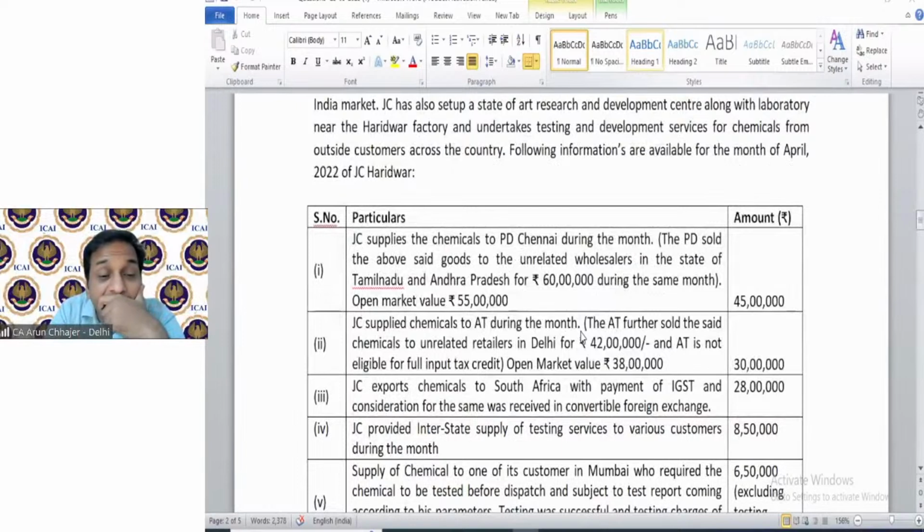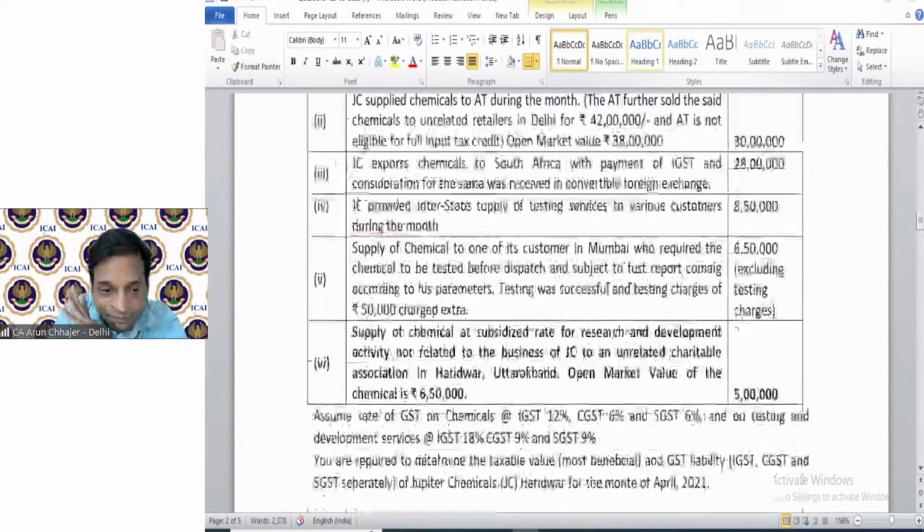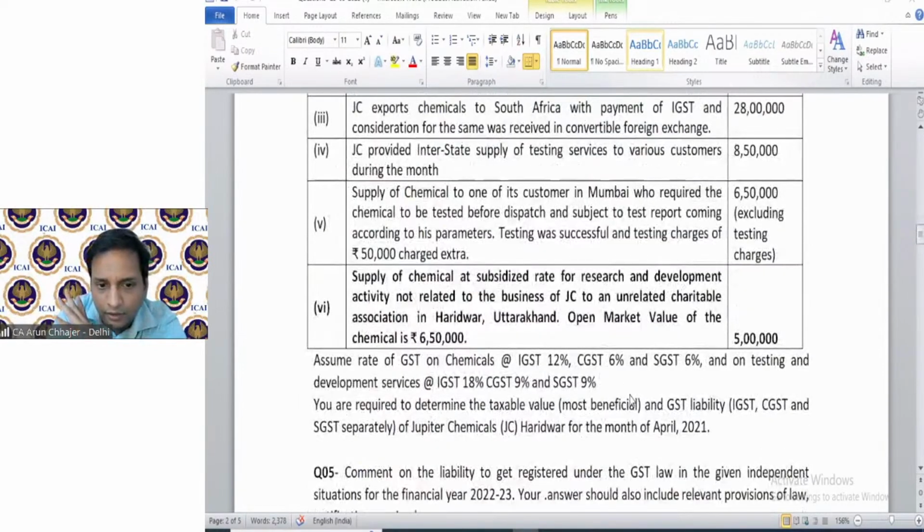Now, JC supplies the chemical to PD Chennai during the month for rupees 45 lakh. The PD sold the above said goods to the unrelated wholesaler in the state of Tamil Nadu and Andhra Pradesh for rupees 60 lakh during the same month. Open market value is 55 lakh. And the rate of GST on the chemical is 12% and on testing development it is 18%.